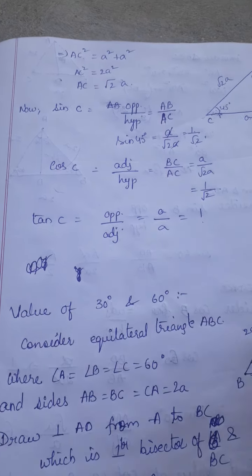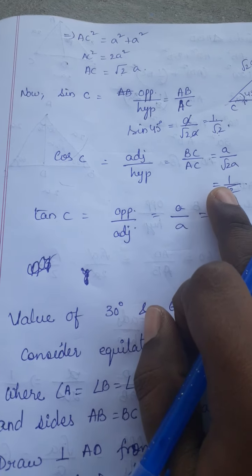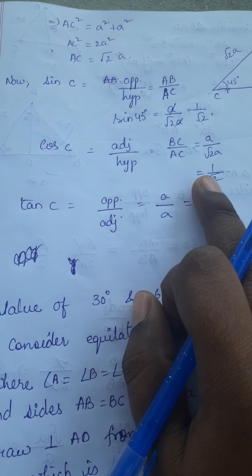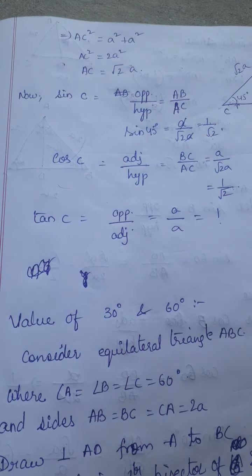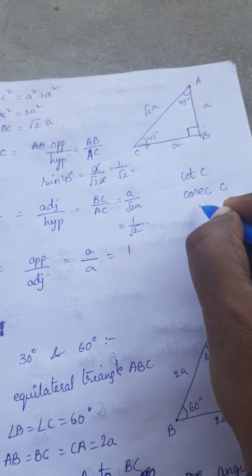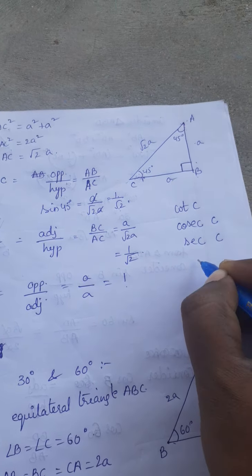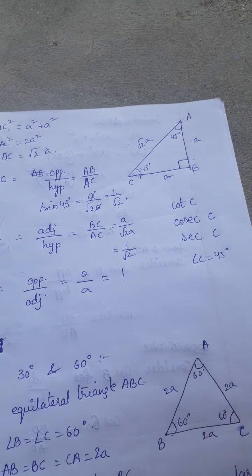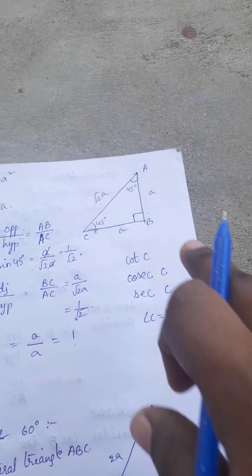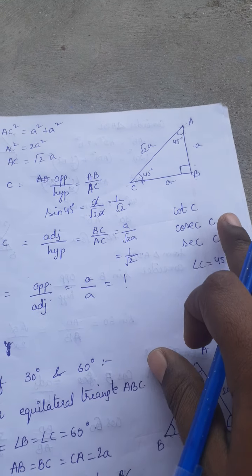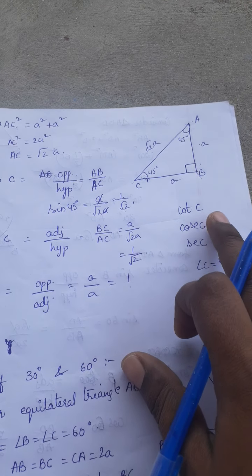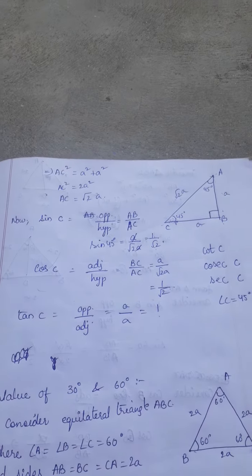Children, you will get the values for the three main trigonometric ratios. I think you can find the values for the other three. That is cot C, cosecant C and secant C. Here angle C is 45 degrees. Like this, by applying the trigonometric ratios and substituting these values, you will get the values for these three trigonometric ratios for 45 degrees.